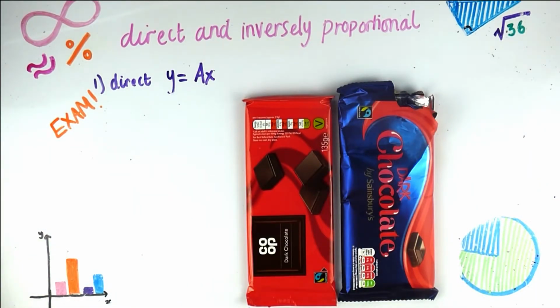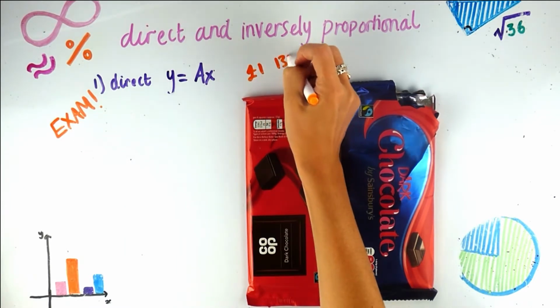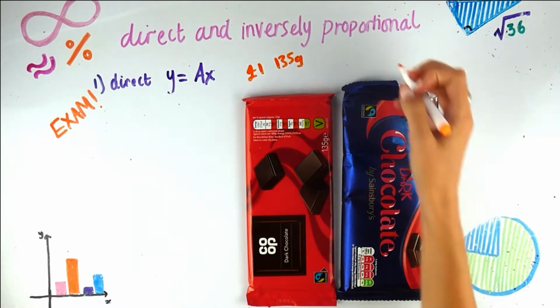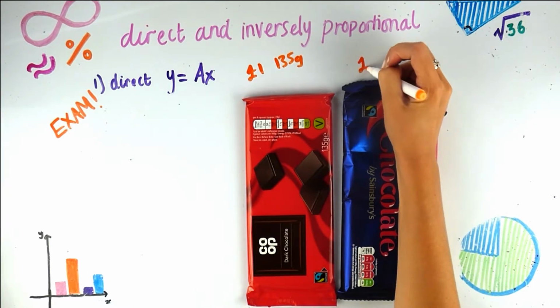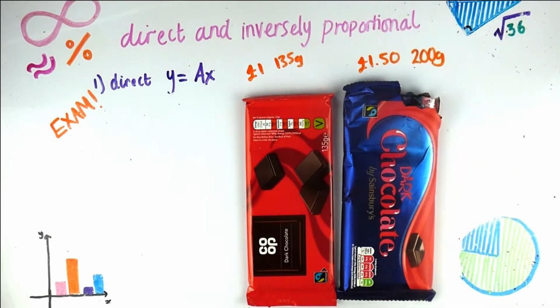Okay, so here I have 2 chocolate bars. This one cost me £1 and it's 135 grams. Again, I'm making the price up, I don't remember how much it cost me. And this one costs £1.50 and it's a 200 gram bar. So we've got Sainsbury's dark, or we've got this Co-op dark. Now, I want to work out which one is best value for money.